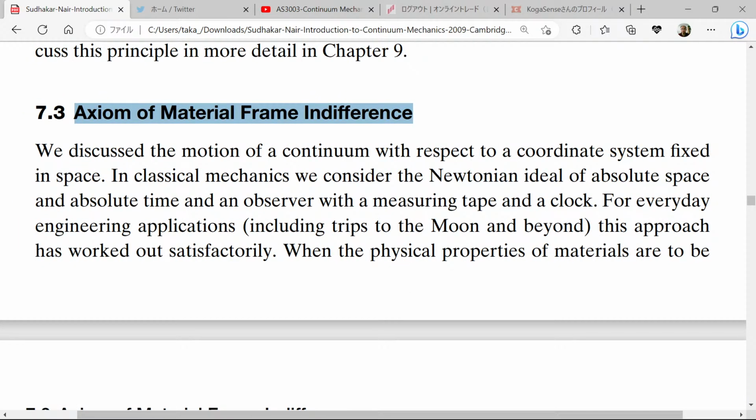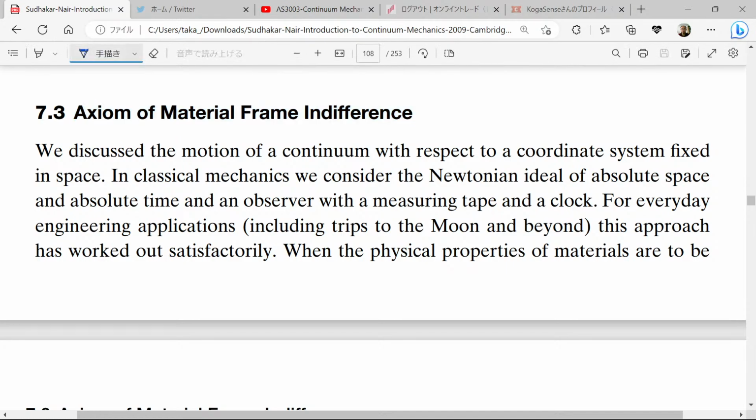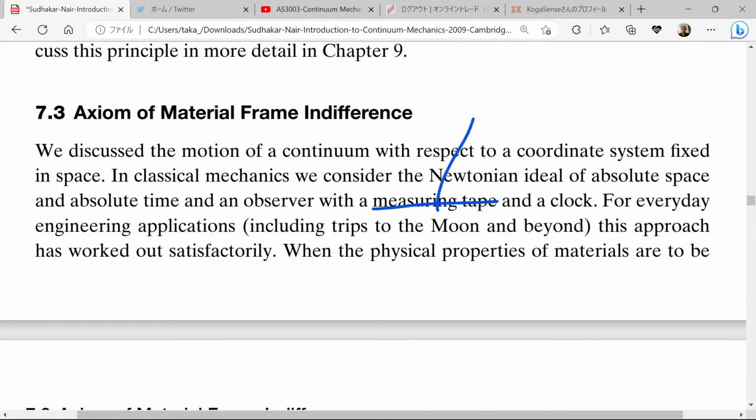We discussed the motion of a continuum with respect to a coordinate system fixed in space. In classical mechanics, we consider the Newtonian ideal of absolute space and absolute time and the observer with a measuring tape and clock. I think a measuring tape is like a ruler.